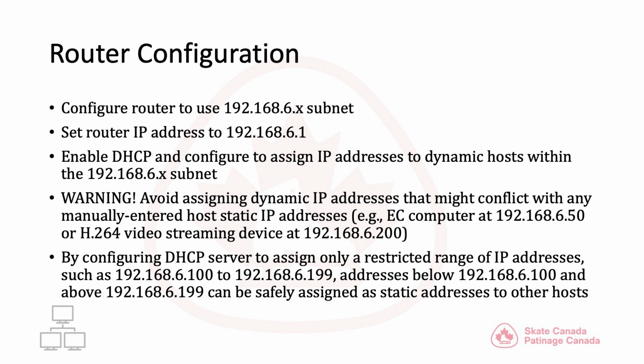To avoid such conflicts, we can configure our DHCP server to assign dynamic IP addresses only within a range of IP addresses, such as 192.168.6.100 to 192.168.6.199. That still gives us 100 dynamic IP addresses, which is a lot more than we need. By doing this, we can then safely assign static IP addresses with host numbers below and above that block of addresses that will be assigned by the DHCP server that will not cause any conflicts.